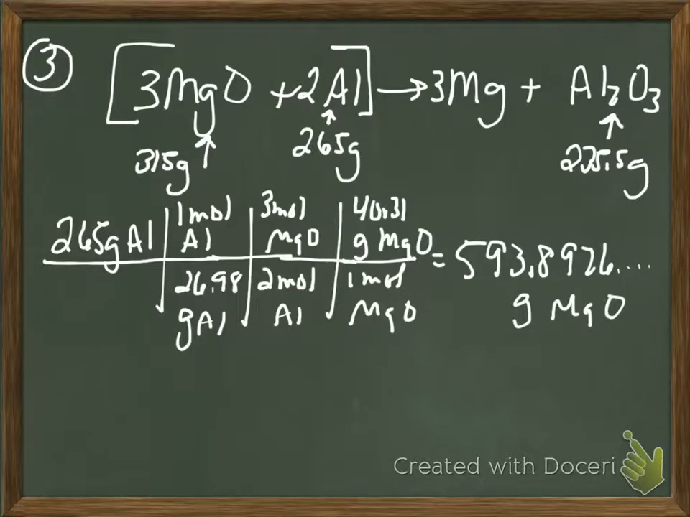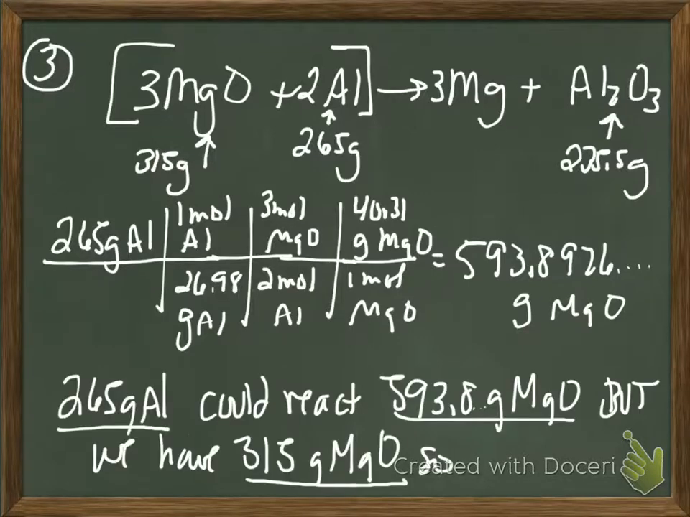So, if I wrote my sentence, 265 grams of aluminum could react with 593.8, etc. grams of magnesium oxide, but we have, and we could insert the word only, 315 grams of magnesium oxide, so we run out of magnesium oxide. I would have written that, but I ran out of room. So I now know that magnesium oxide is my limiting reactant. The amount of magnesium oxide I have is what's going to control how much product I can make.